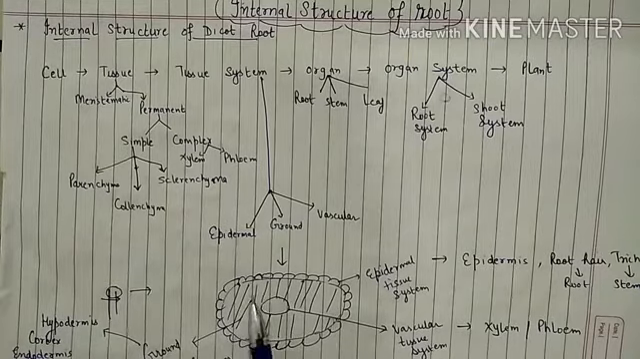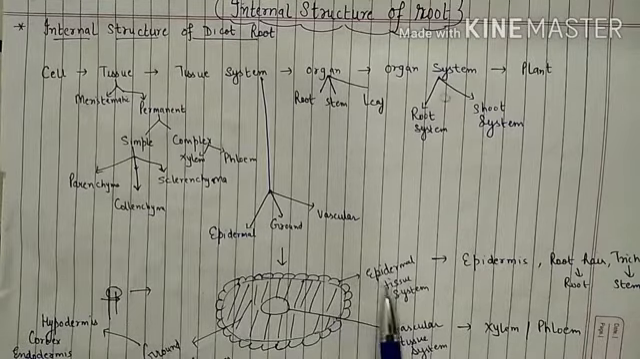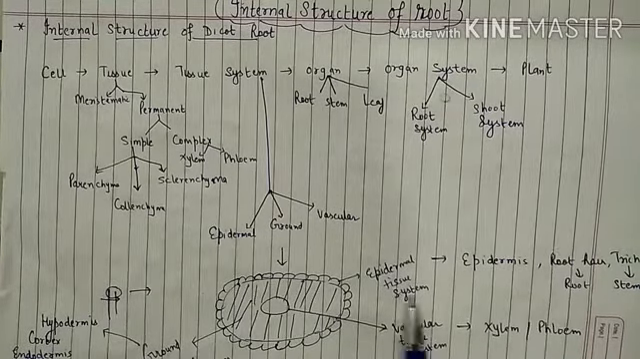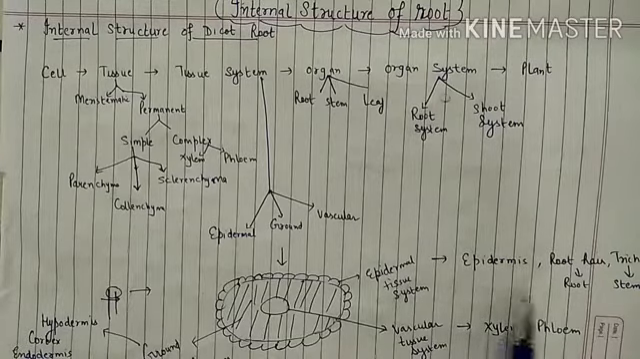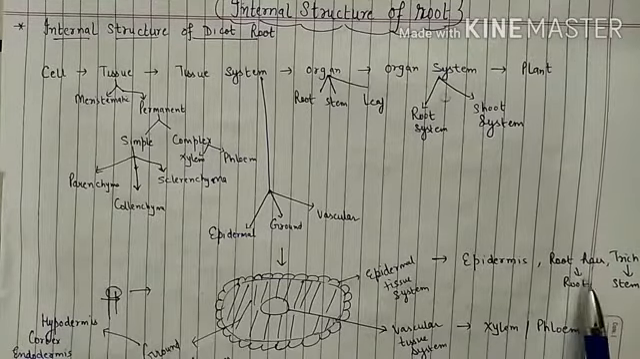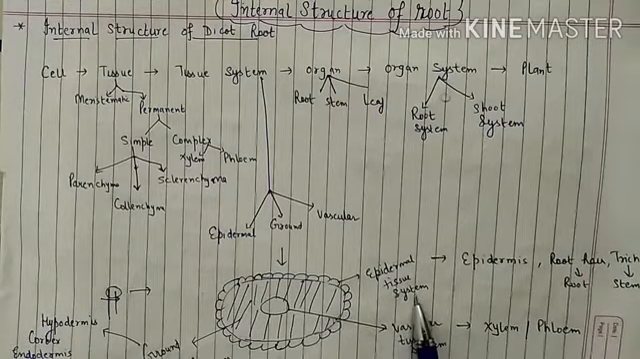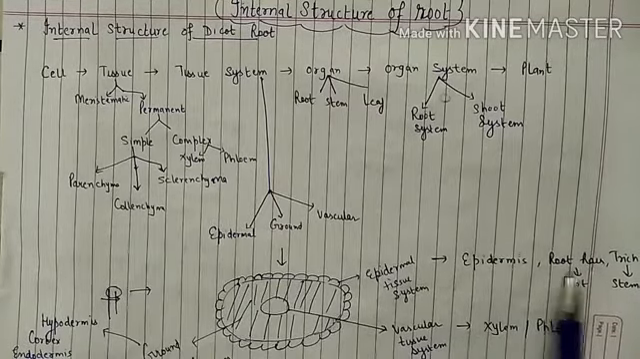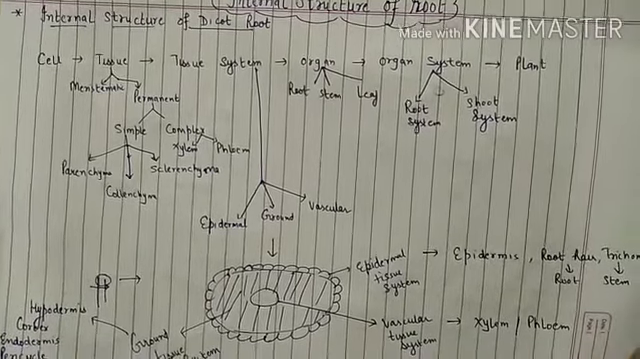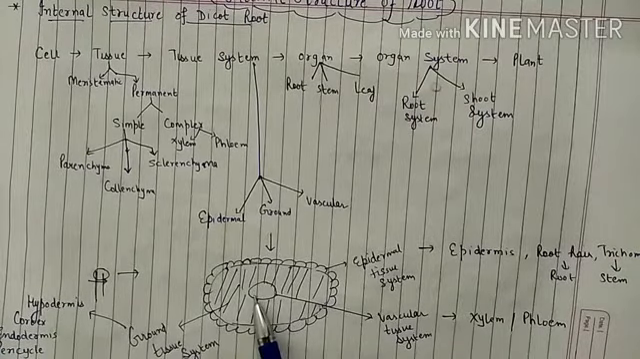In this, the outermost layer of cells, that is the epidermis, forms the epidermal tissue system, and the epidermal tissue system further consists of root hairs and trichomes. Root hairs are unicellular structures present in root, and trichomes may be unicellular or multicellular structures, and they are a characteristic of stem. So the epidermal tissue system consists of epidermis, root hair and trichomes, and in between there is the vascular tissue system.